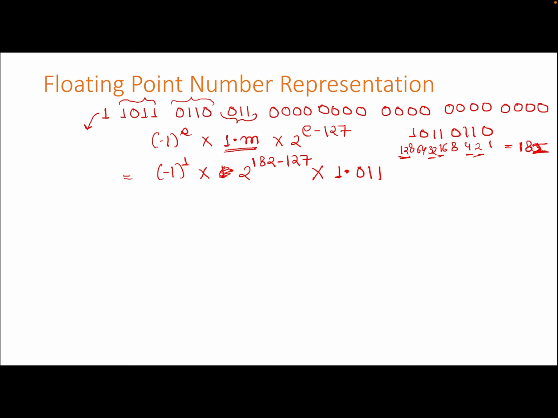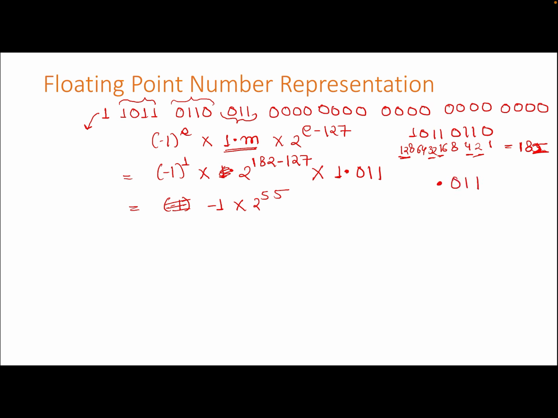So zeros after the decimal have no significance as such. So I am writing just this one, which is equivalent to minus 1. So this is minus 1 into 2 raised to power 55, and convert this into decimal.